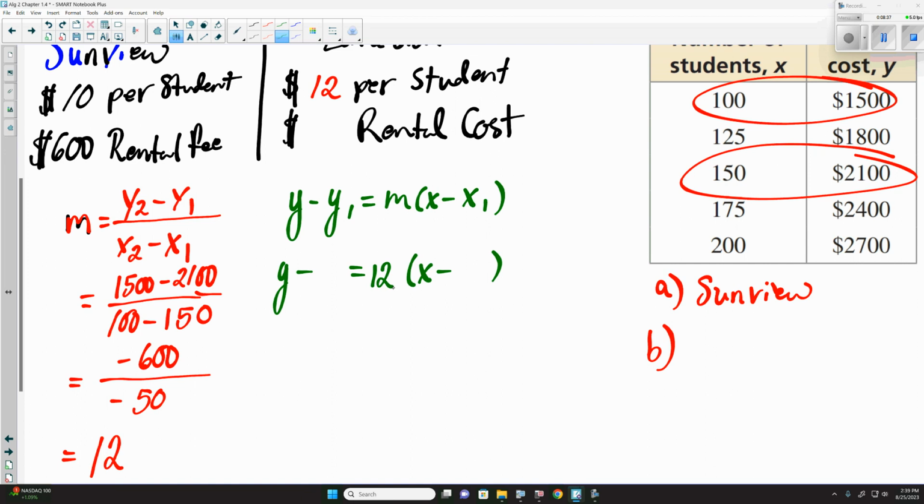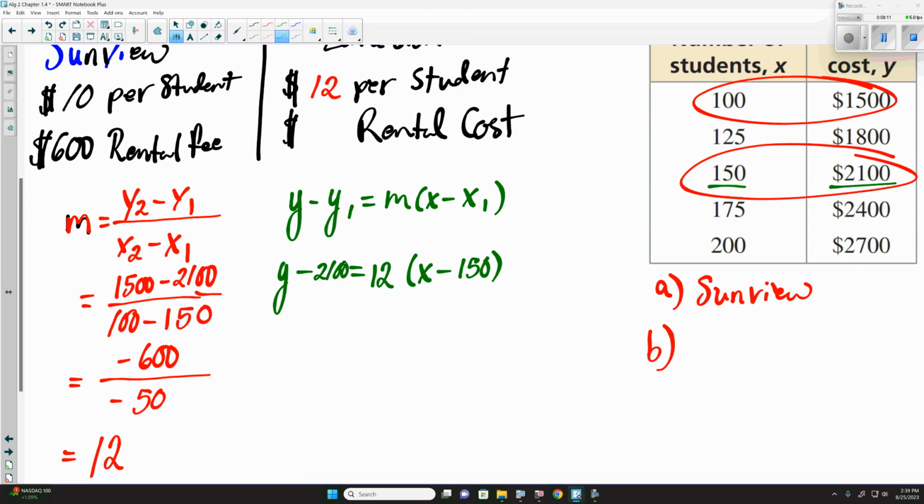Now we need a point. We have five to pick one from. Which one do we want to use? It doesn't really matter. Someone give me an x value. 150. Since we chose 150 for x, the y value has to be 2,100.